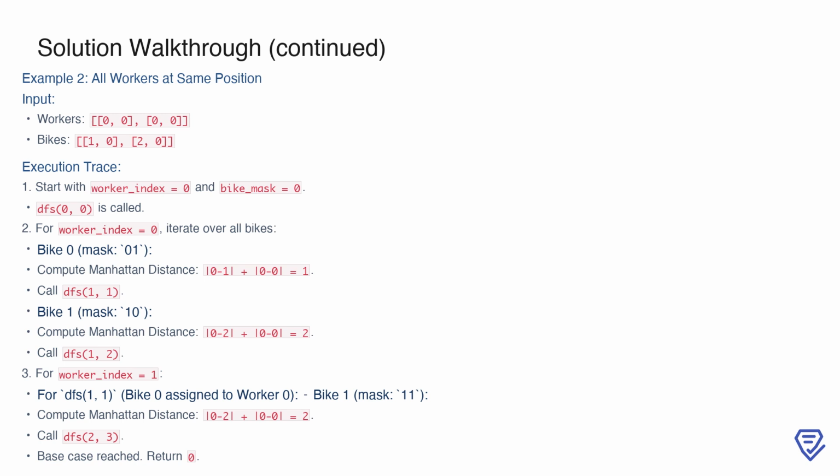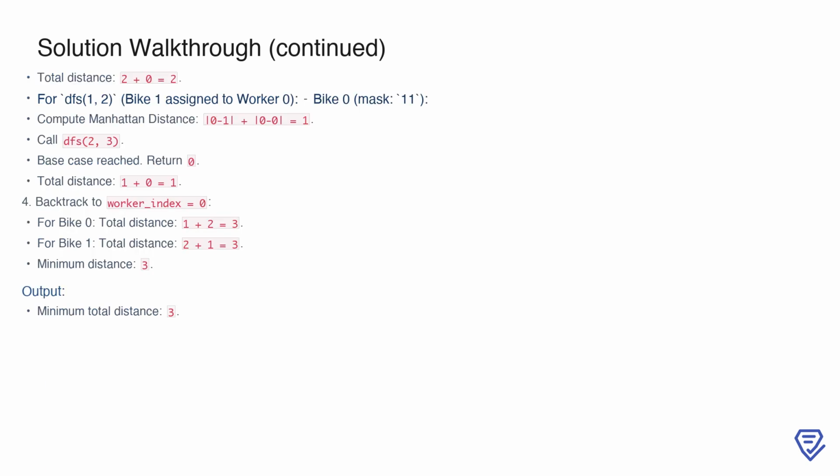For worker 1, when bike 0 is already assigned, the remaining option is bike 1, with a Manhattan distance of 0-2 plus 0-0 equals 2. Once both bikes are assigned, we reach the base case, which returns 0. Adding the distance for worker 1 to the previous calculation, the total distance becomes 2 plus 0 equals 2. In the other scenario, where bike 1 is assigned to worker 0, the only option for worker 1 is bike 0. The Manhattan distance for this is 0-1 plus 0-0 equals 1. With both bikes assigned, the base case is reached, returning 0. The total distance becomes 1 plus 0 equals 1.